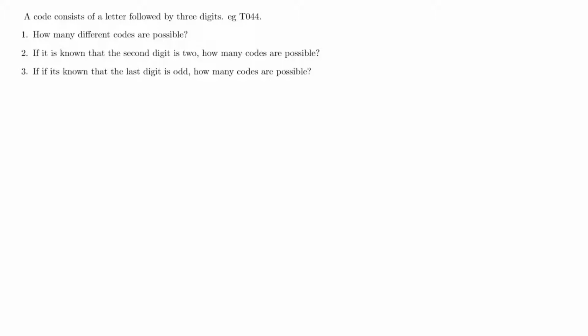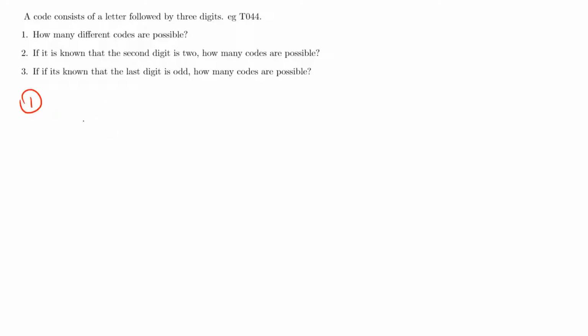I'm Tara and today we're going to be covering some probability and some questions involving combinations and permutations. So our question today is: a code consists of a letter followed by 3 digits. Example T044. So it starts with T and it has 044. And the first question is asking how many different codes are possible?